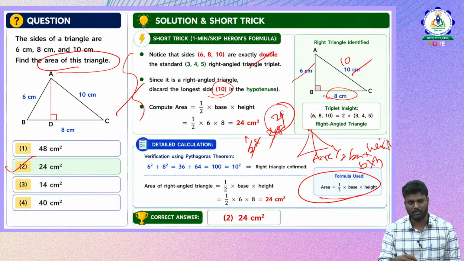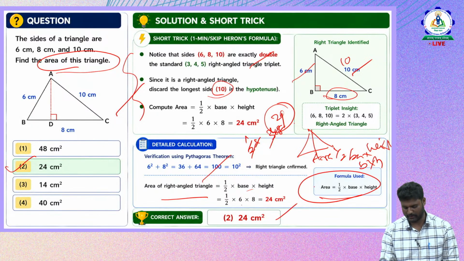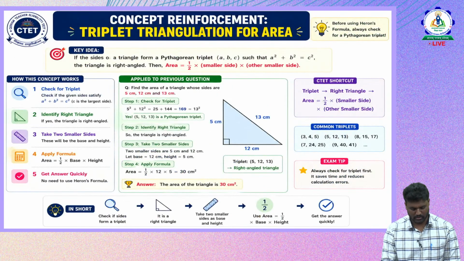If you do not remember the Pythagorean triplet, what we can do is apply the given values in the Pythagoras theorem, that means verify whether the triangle is a right angle triangle or not. Once it is confirmed, then apply the given values into the area of triangle formula, half into base into height. You will get the solution.